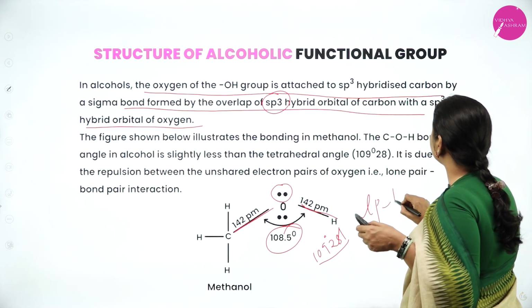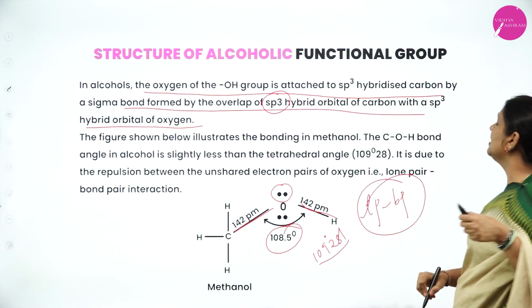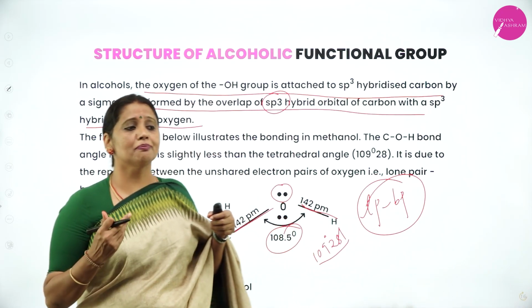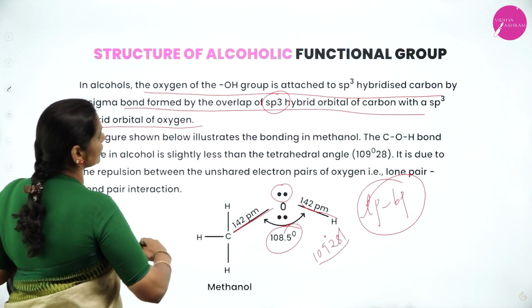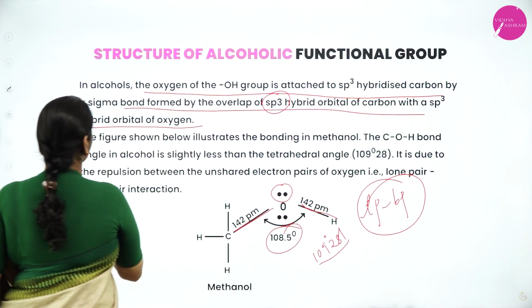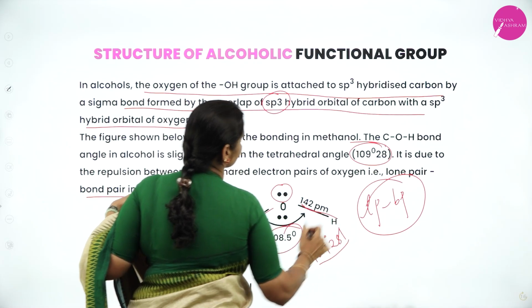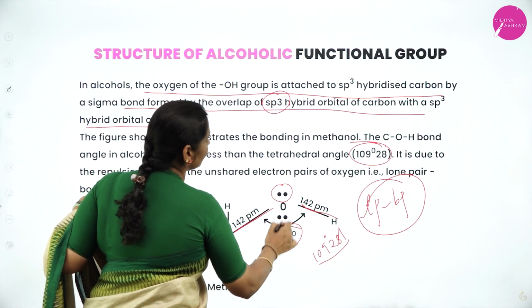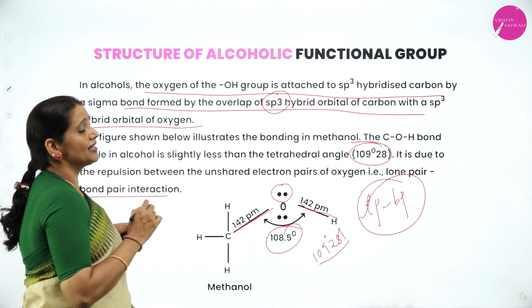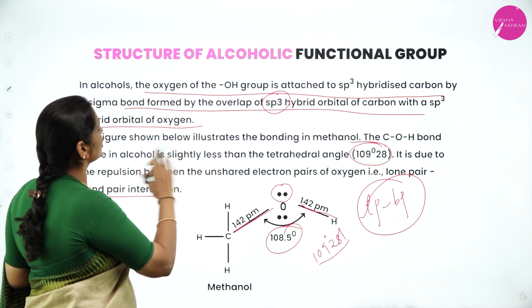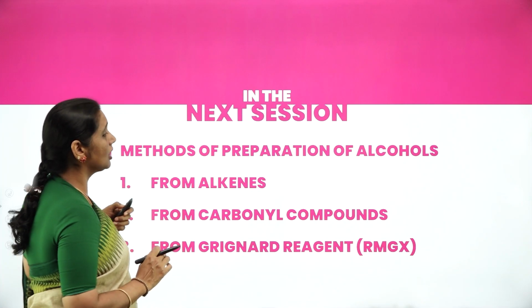The LP-BP repulsion, that is the repulsion between lone pair and bond pair, takes place. The usual bond angle is 109 degree 28 minutes. It decreases to 108.5 degree. So therefore, there is a distortion of the geometry. So this is about the structure of the alcoholic functional group.